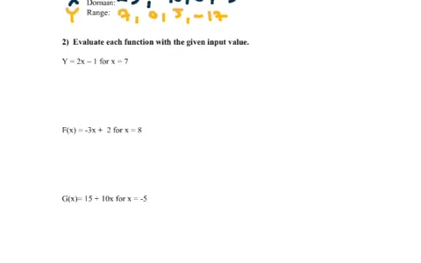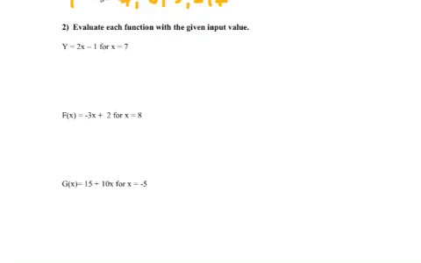For problem 2, evaluate each function with the given input value. So all you have to do, and you already know how to do this, this is basically the plug and chug that we've been talking about since the beginning of the year and what your math teachers talked to you about last year. Anytime they give you an input, that is your x value. So you are basically just plugging in your x value and finding out what your corresponding y value would be.